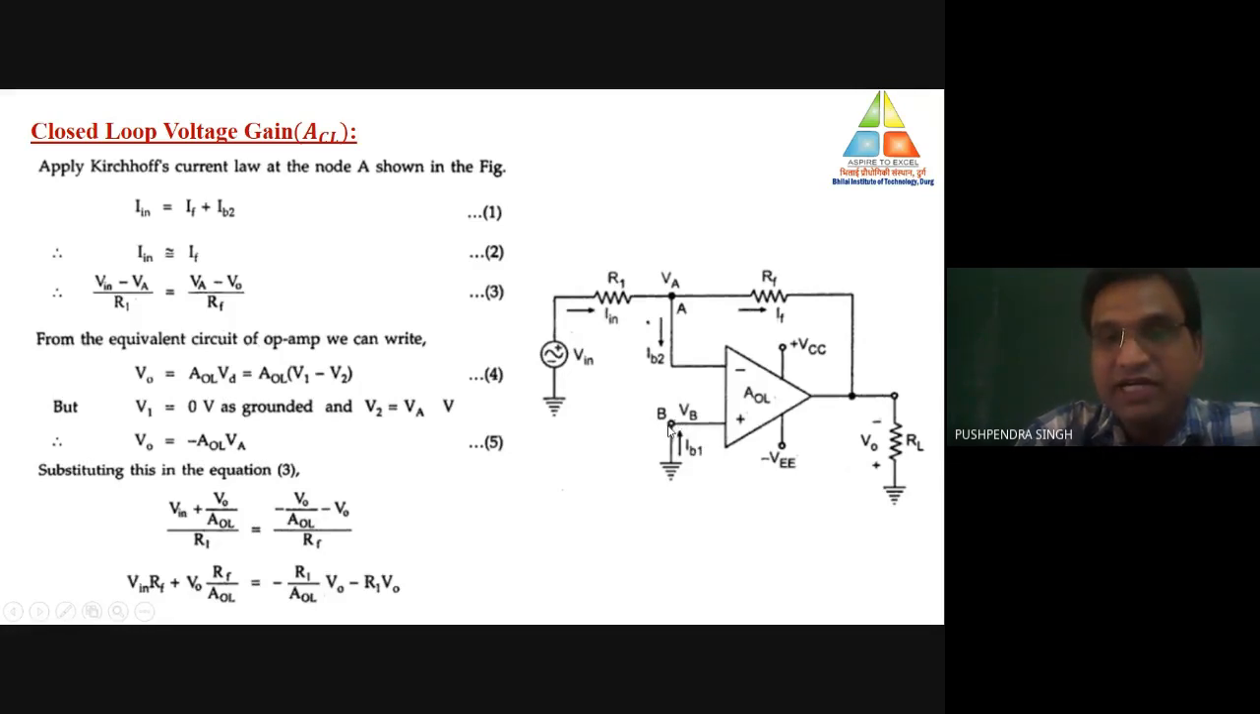And because the non-inverting terminal is connected to ground, VA will also be at ground. So VA is equal to 0. We will see this in more detail later.